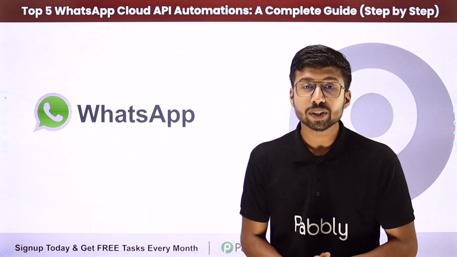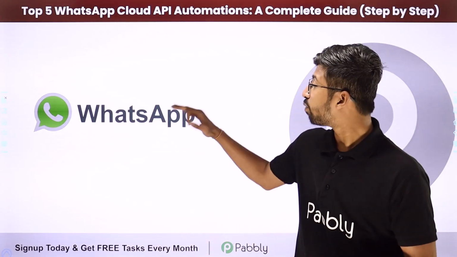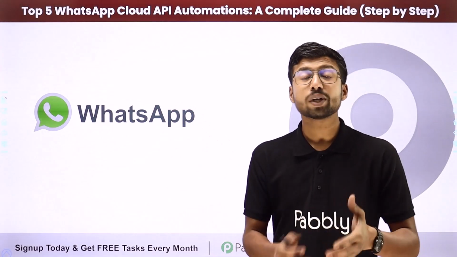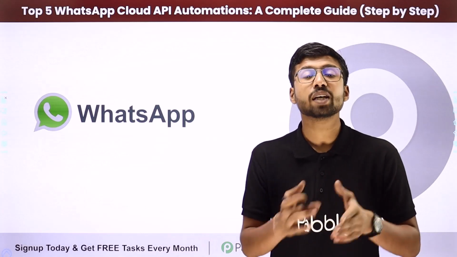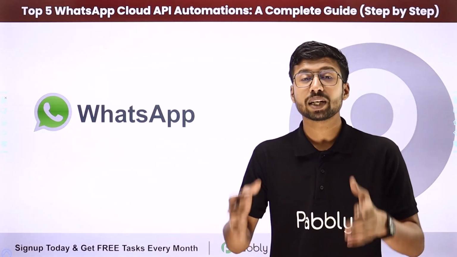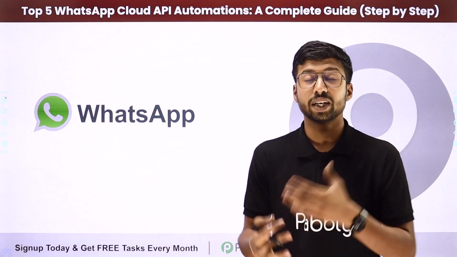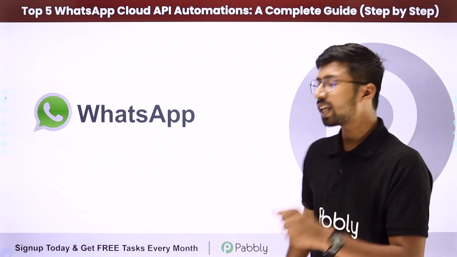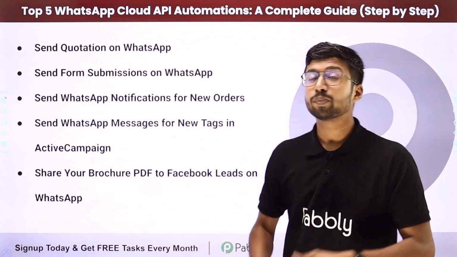So today in this video, we will be discussing the top 5 WhatsApp Cloud API automations that you can set up with Pabbly Connect. WhatsApp Cloud API is the official API service for WhatsApp by Meta. Using this, and connecting with Pabbly Connect, you can automate the process of sending or receiving WhatsApp messages to your clients, customers and leads.